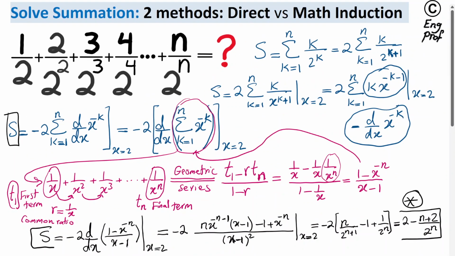I hope that this example is helpful in showing how we can use both direct proof methods and mathematical induction to find the solution of a mathematical summation.